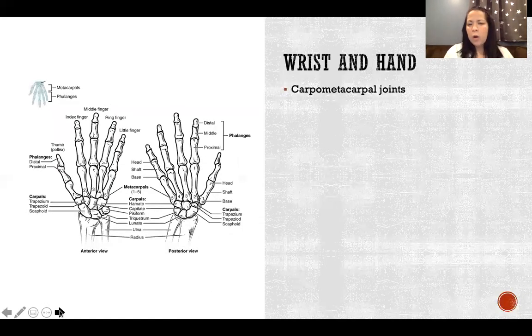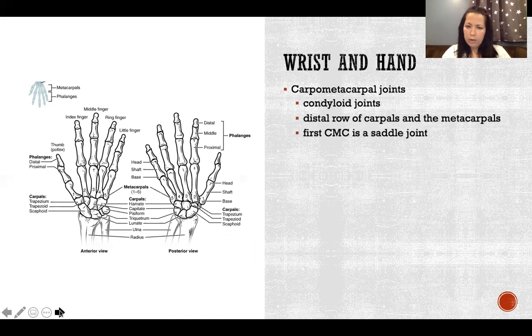Then we have carpometacarpal joints. Those are the articulations between the carpals and the metacarpals. Those are all condyloid joints, except for the first CMC, that is a saddle joint. So the carpometacarpal joint at the thumb, the first digit, that is a saddle joint, but the rest are all condyloid joints. So that's the articulation between the distal row of our 4 carpals and the metacarpals.